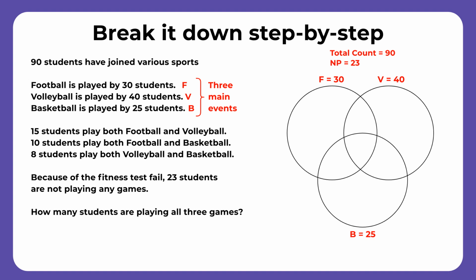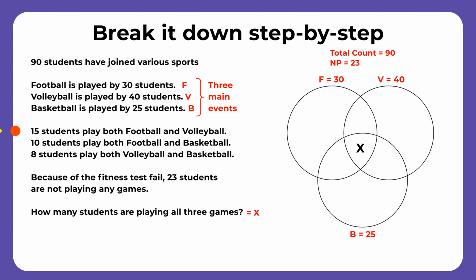Now as you can see, there is a midpoint where all circles are overlapping. We need to find this because it represents the students playing all the games. Let's assign X to this region. So now students playing all the games equals X. Now moving toward the next fact.